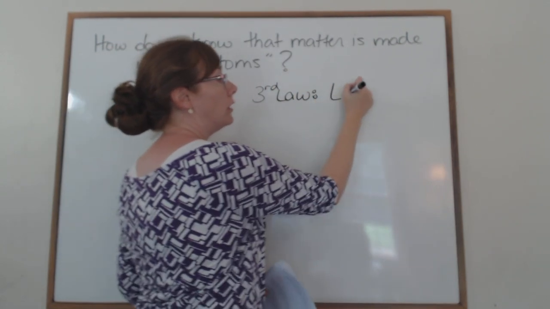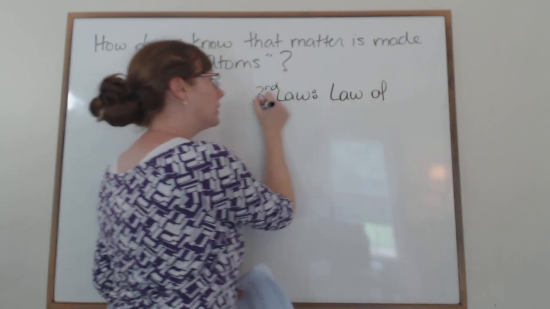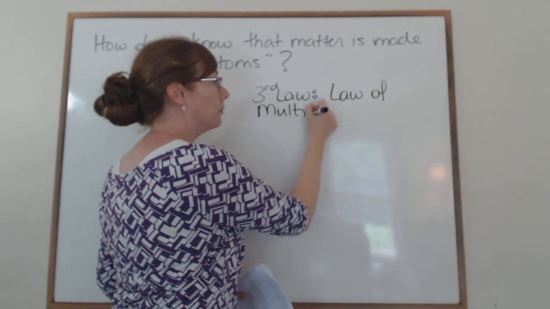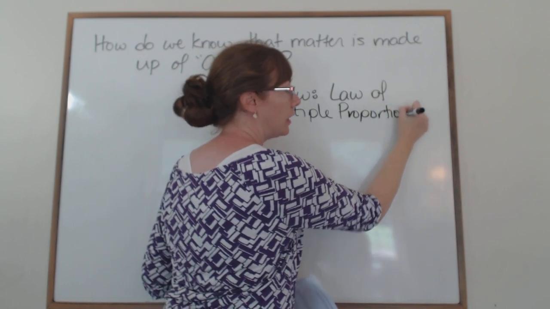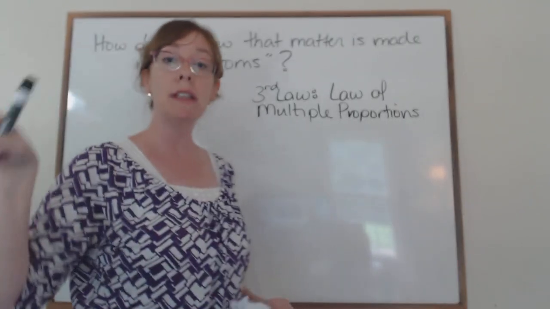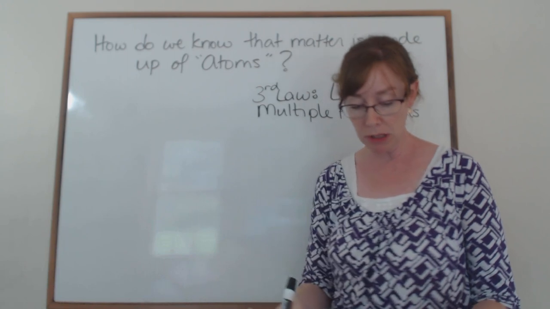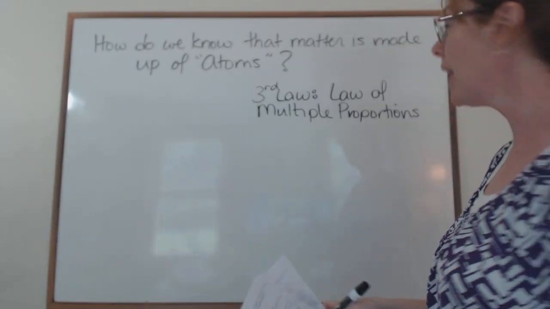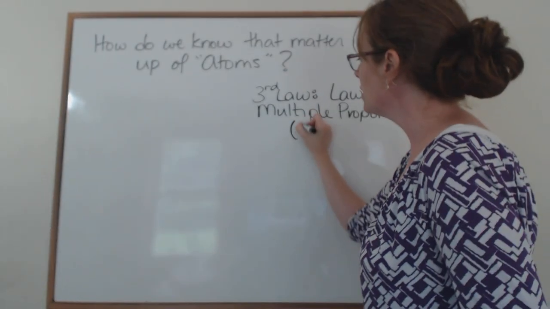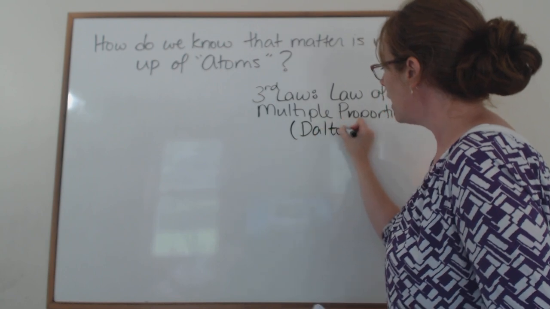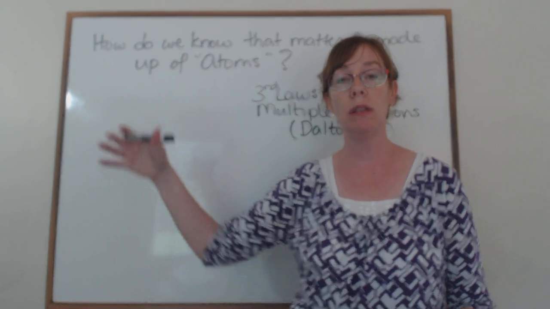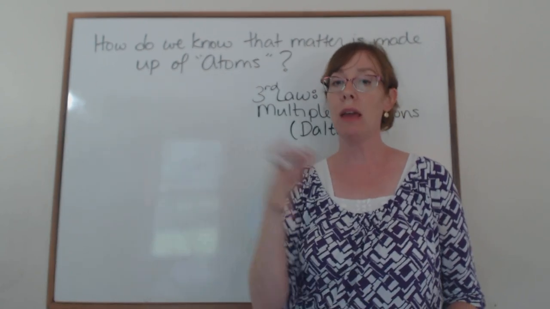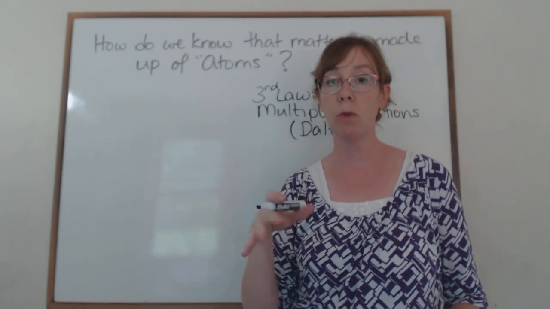The third law was called the law of multiple proportions. Sounds similar, I should say, to the previous one, but it's different. The previous one was the law of definite proportions. This is the law of multiple proportions. This one was discovered by John Dalton, and in terms of the year, we are now in 1808. So these laws all came within the span of 30 to 40 years.